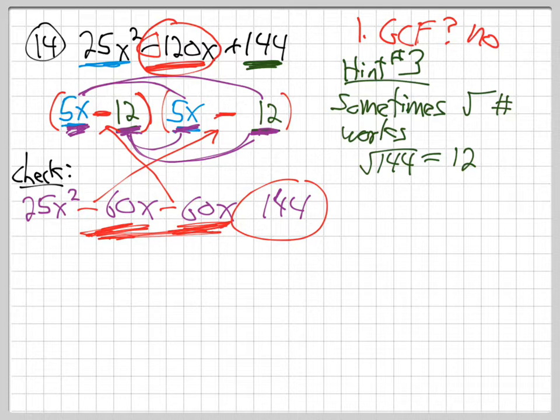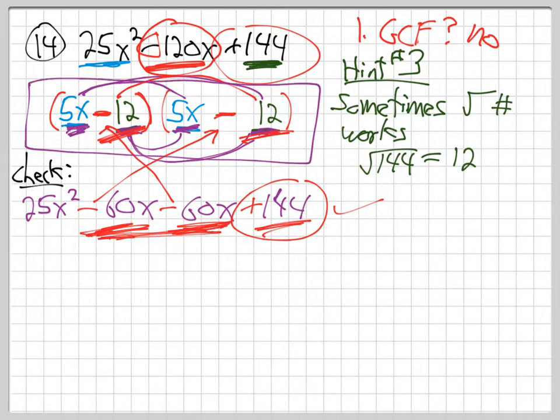What sign goes there? Well, remember, the last one comes from the last in this parenthesis times the last in that parenthesis. The last comes from the last times the last. Negative 12 times negative 12 is positive. Two negatives make positive. 144. Is that correct? Yeah. It's all working. Check. It's all right. So remember, that's just the check. The real answer is right here.